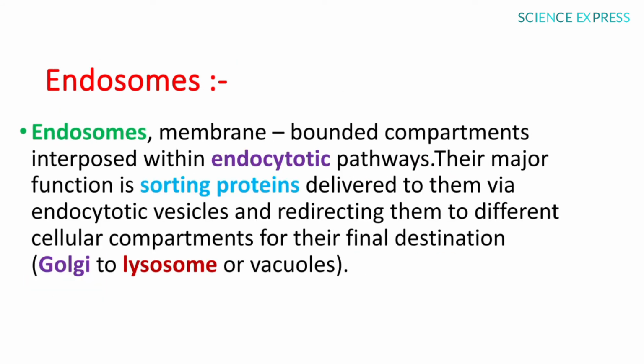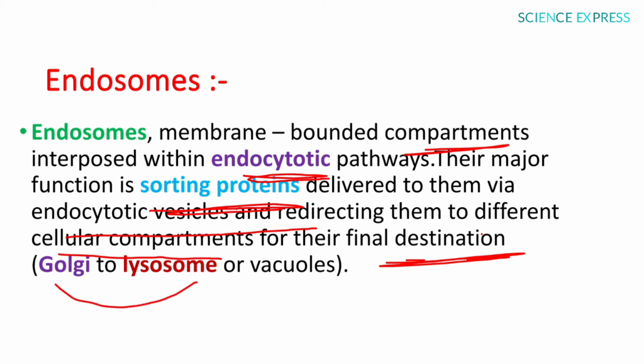Now, discuss the endosome. Endosome is a membrane bound compartment. It is interposed within the endocytotic pathway, and its major function is sorting proteins delivered to it via endocytotic vesicles and redirecting them to different cellular compartments for their final destination, like Golgi, lysosome or vacuoles.